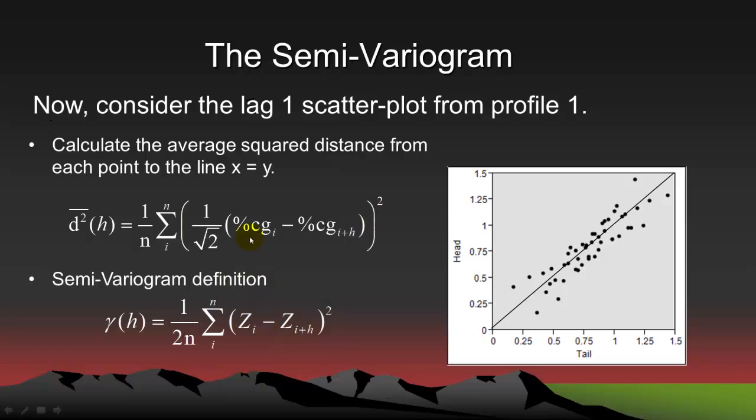I've substituted the capital letter Z for percent coarse grain sand. Capital letter Z, if you read geostatistical literature, often represents any variable. So it could be gold, could be copper, could be percent coarse grain sand, and so on. So here we have that the semi-variogram is equal to 1 over 2n summation the difference between the sample values at the tail and head of the separation vector squared. So that is the official definition of the semi-variogram.